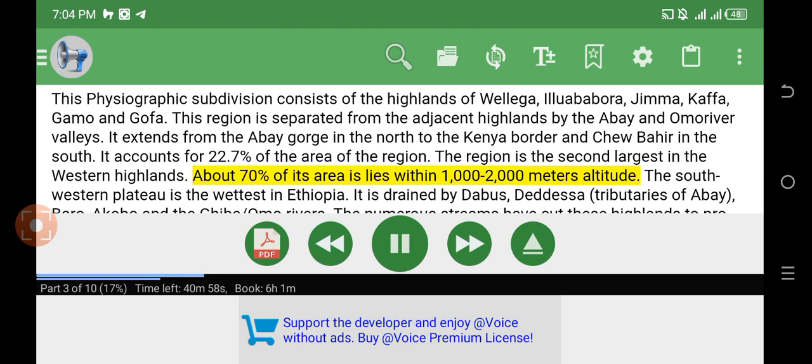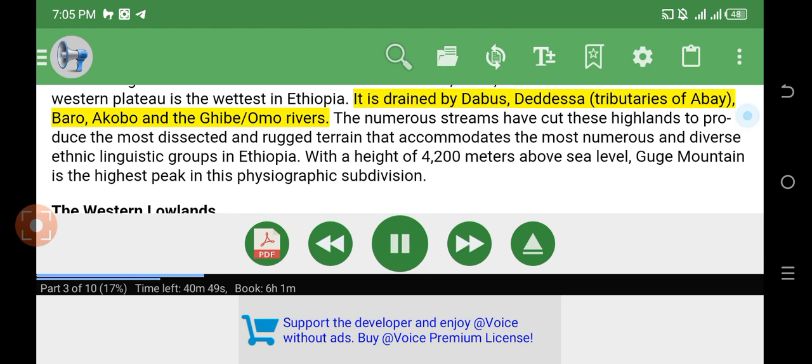The southwestern plateau is the wettest in Ethiopia. It is drained by Dabas, Dedasa tributaries of Abay, Baro, Akobo and the Gebe, Omo rivers. The numerous streams have cut these highlands to produce the most dissected and rugged terrain that accommodates the most numerous and diverse ethnic linguistic groups in Ethiopia. With a height of 4,200 meters above sea level, Guj Mountain is the highest peak in this physiographic subdivision.